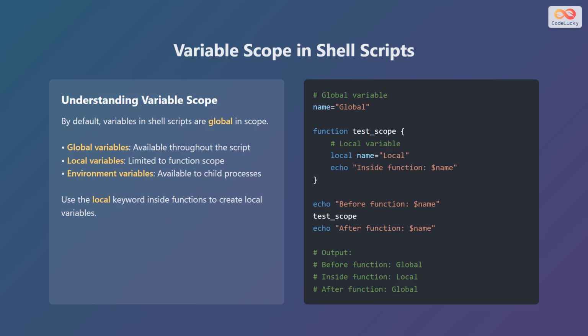Here's an example. We define a global variable named name and assign the string value global to it. Then we define a function called test_scope. Inside this function, we create a local variable also named name and assign the string value local to it. When we echo the value of name inside the function, it prints "Inside function: local". When we echo the value of name before and after calling the function, it prints "Before function: global" and "After function: global". This demonstrates that the local variable inside the function does not affect the global variable outside the function.